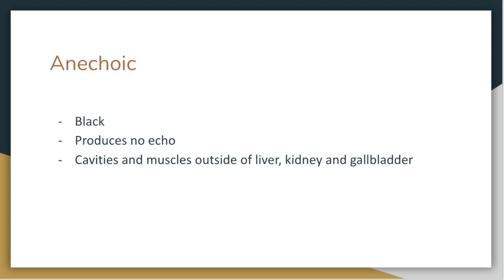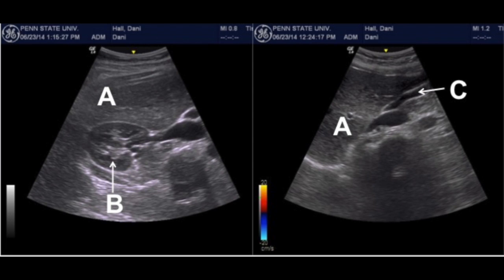Moving on to anechoic structures. These are structures that have no echo, and these will appear black, and the places you'll find them are cavities and muscle outside of the liver, kidney, and gallbladder.